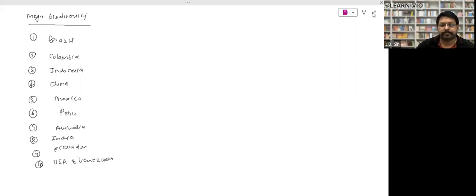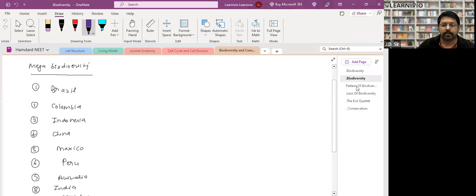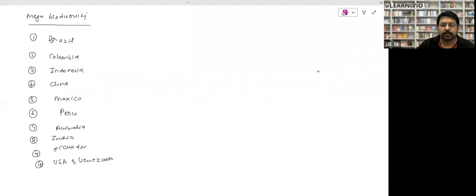Thank you, sir. Sir, does this near-to-the-equator rule also apply for aquatic organisms? Sorry, please be a bit loud. Sir, does this near-to-the-equator rule also apply for aquatic organisms? Those which are near to the equator. Sir, does this rule also apply to aquatic?